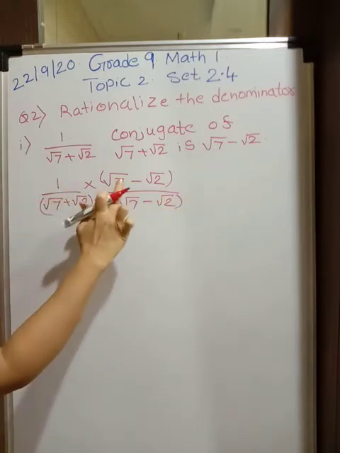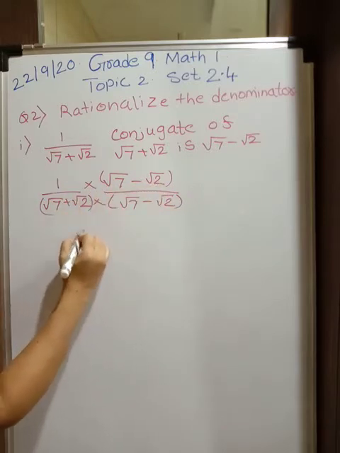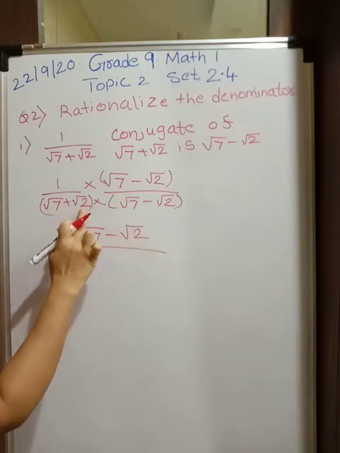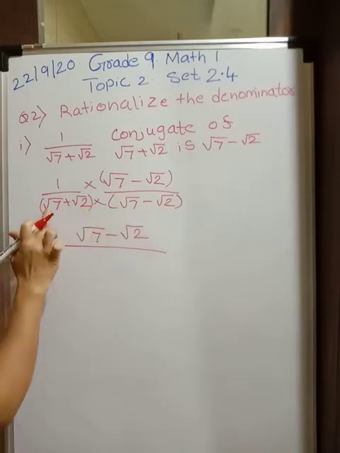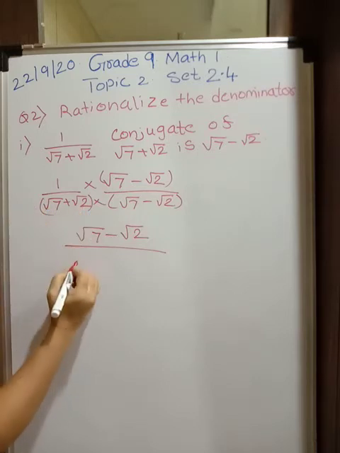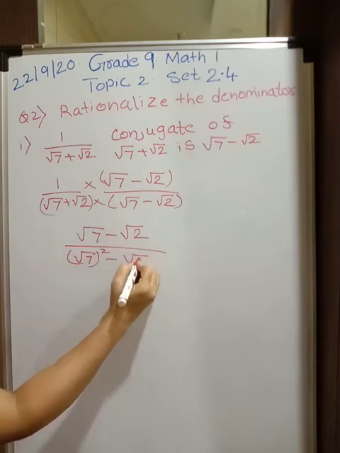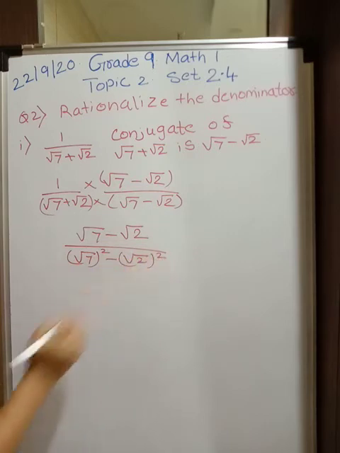Okay. Now 1 into this will be this number only. So above I get root 7 minus root 2. Below, this is a plus b, a minus b. So I'll be getting a square minus b square. So what is my a? Root 7 square minus root 2 square. I hope this is clear.